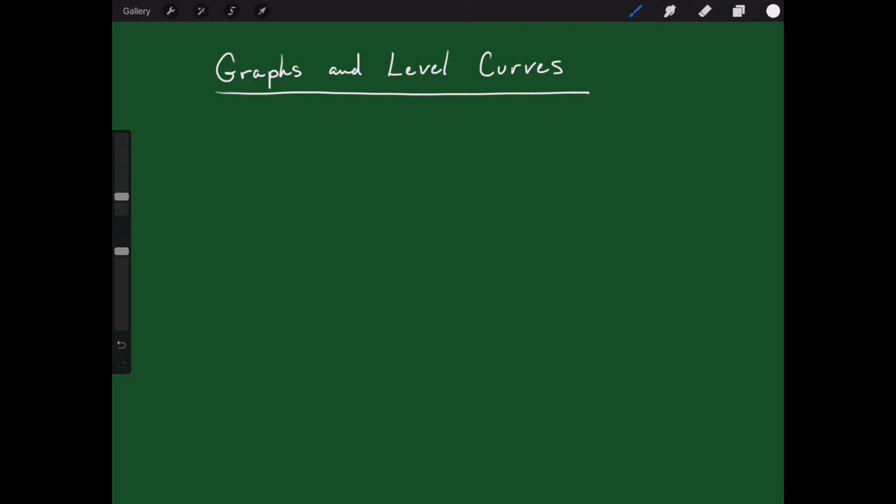Welcome back. Today I want to talk to you a little bit about graphs and level curves. So today I want to start with a definition for you.